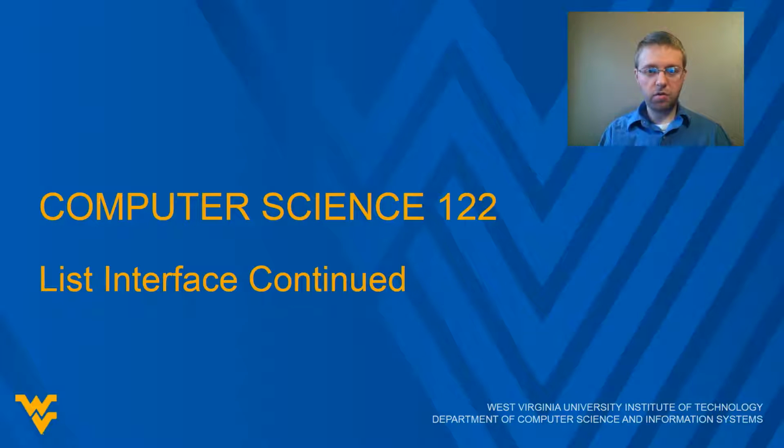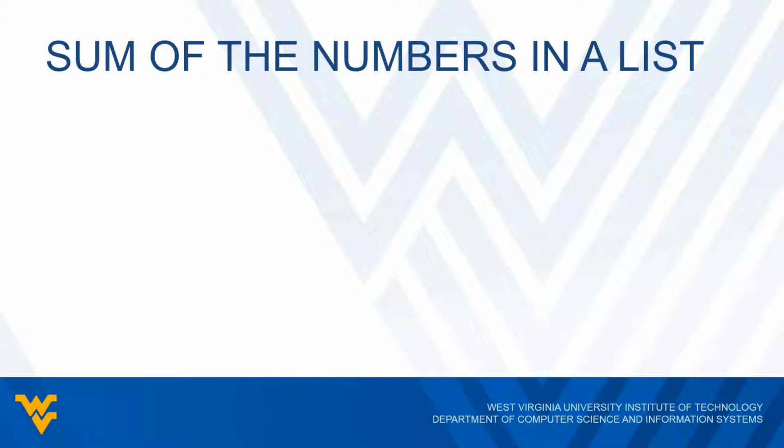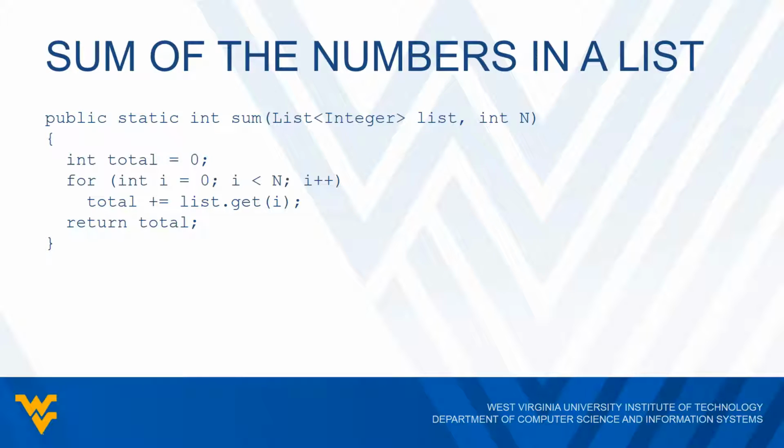In this lecture, we will continue our discussion on the list interface. We'll next compare computing the sum of the numbers in a list. So here's some code where we can do that. We're still going to pass our list of integers, and n is the number of items in this list. So if we take a look here, it's your basic sum method.